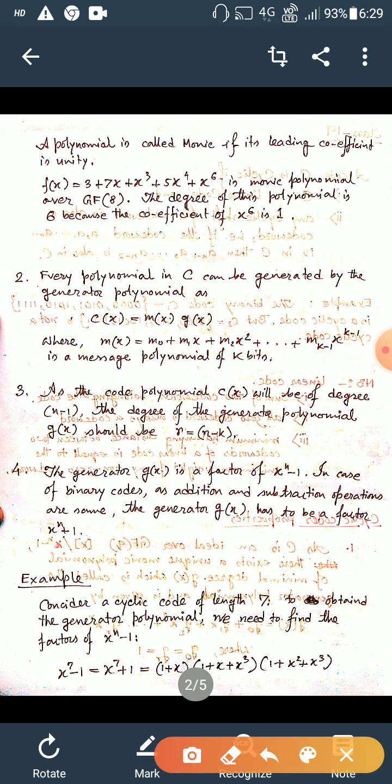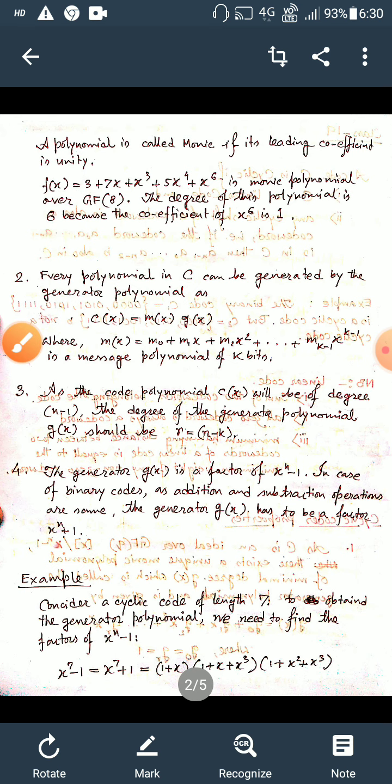Now take an example for easy understanding. Consider a cyclic code of length 7. So here n is given as 7. So obviously the factor form will be x to the power of n minus 1, so x to the power 7 minus 1, and this is the binary form. The example is given, so it can also be treated as x to the power 7 plus 1, from the property of 4 in there.